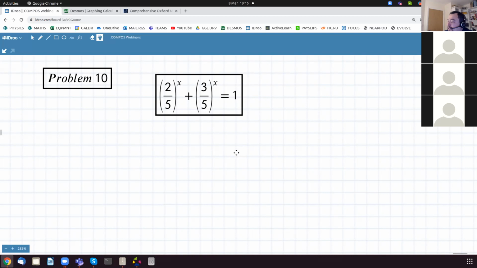But can we guess? Can we guess a solution? Yeah, absolutely. x equals 1. x equals 1 is a solution. How do we know, or can we know, that there aren't any more solutions?